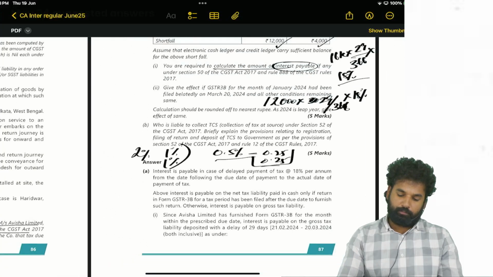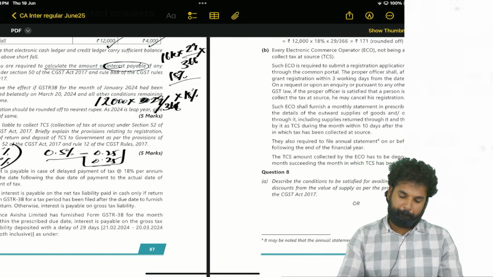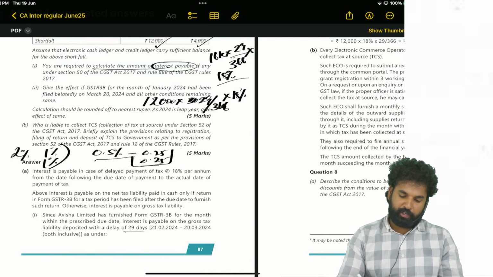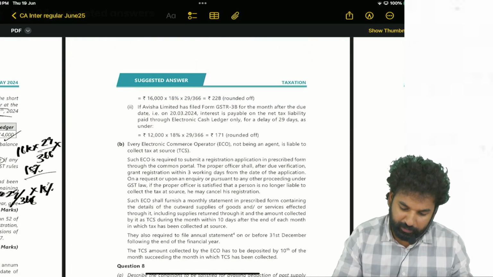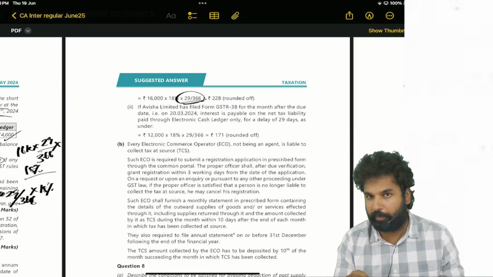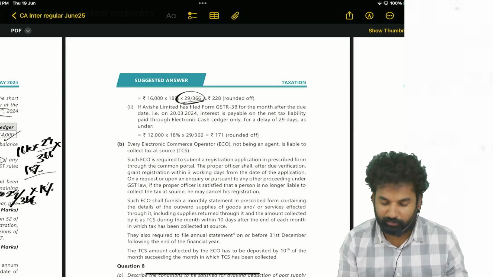Okay, see here 29 days. First case they have calculated 29 by 366. See, they have taken leap year and 9 days.